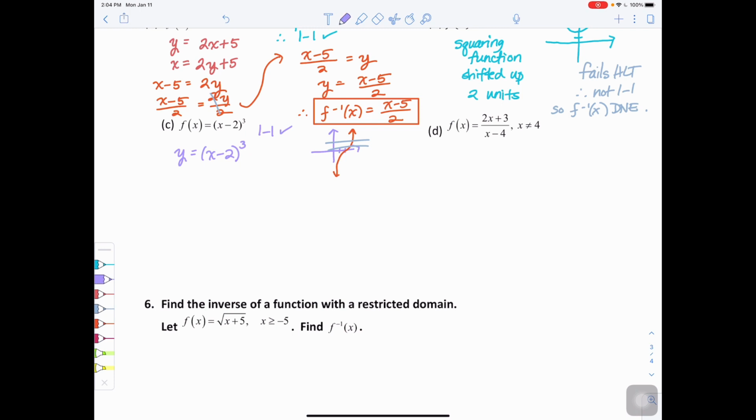Okay? So now I'm going to interchange my x and my y. And now I'm going to solve for y. So I'm going to take the cube root of both sides. So when you take the cube root of something cubed, we are just left with what was under that root. Now I'm going to add 2 to both sides.